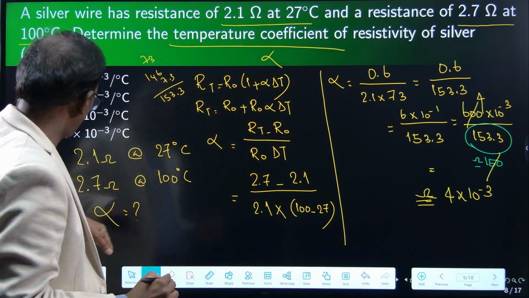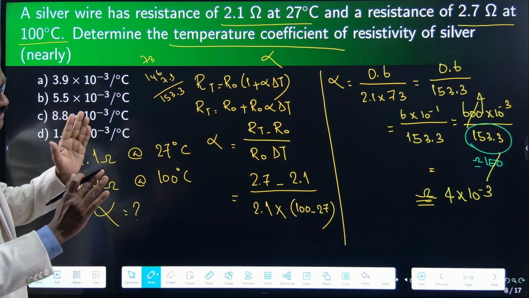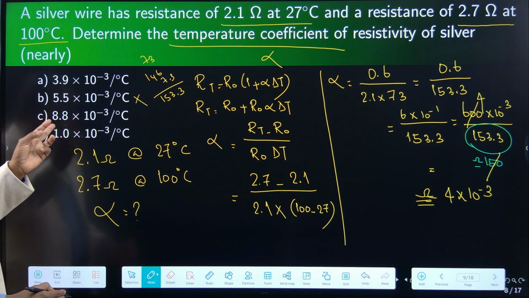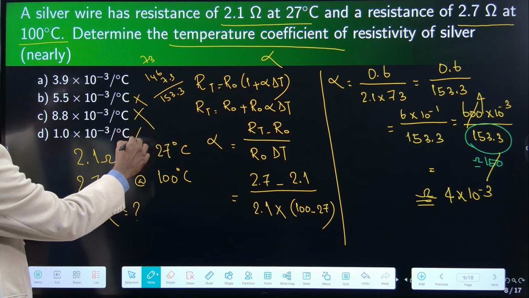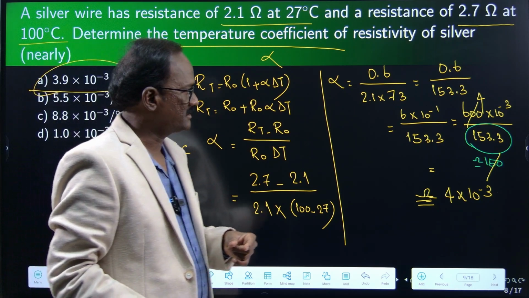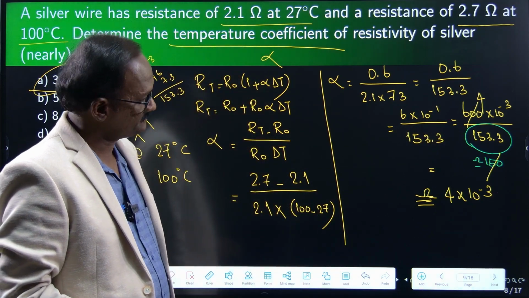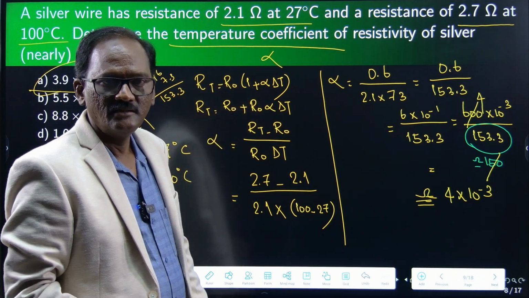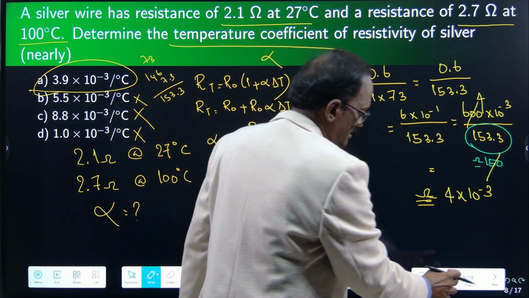Let us find the closest answer to the approximate answer. 3.9 is coming closer to 4. 5.5, no. 8.8, it is far away. And this is 1, this is a low value. So the answer is 3.9 into 10 to the power of minus 3. I am just approximating to make the calculation quicker. This is a general formula. From this formula we can solve any type of problems if temperature or resistance is asked.